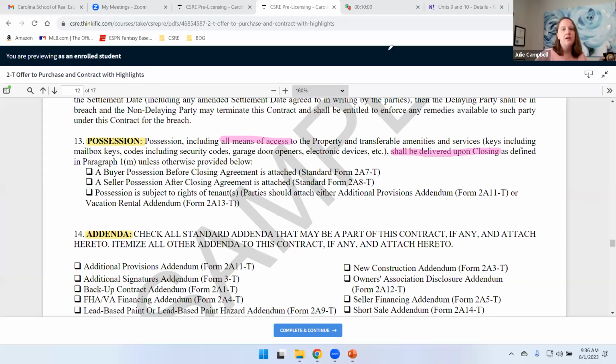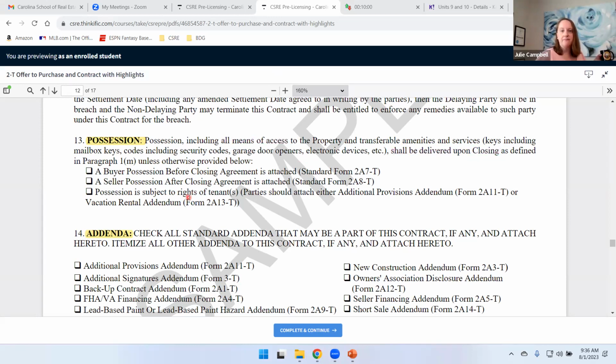So possession. We may have an opportunity to do a buyer possession before closing or a seller possession after closing. We're going to talk about some of our addenda afterwards, and we'll see these in just a second. If the buyer's already living there, so let's say the tenant bought the home that they've been living in, for example, then possession's already happened. The tenant already has that access and those means.